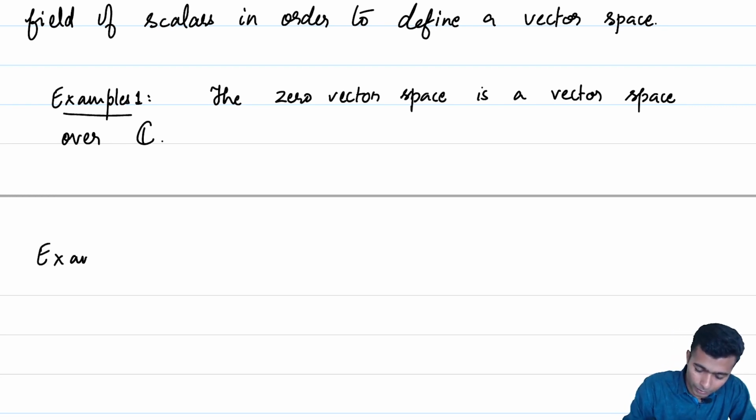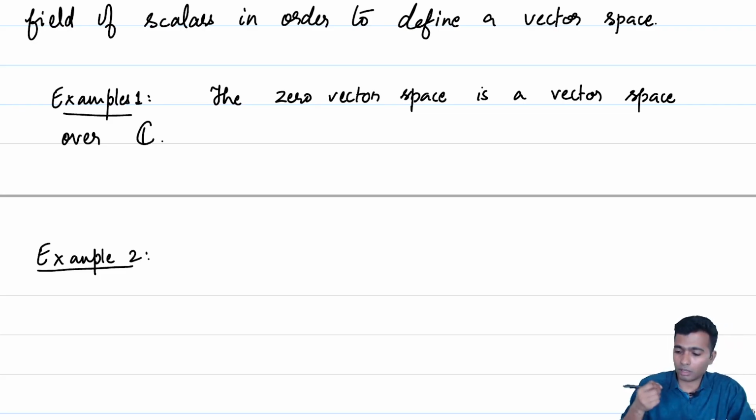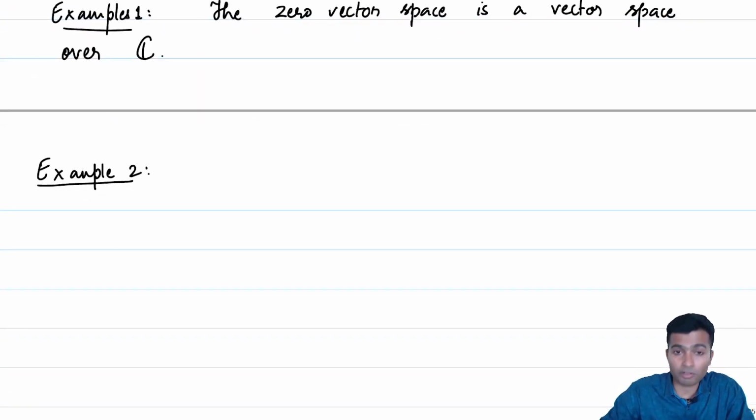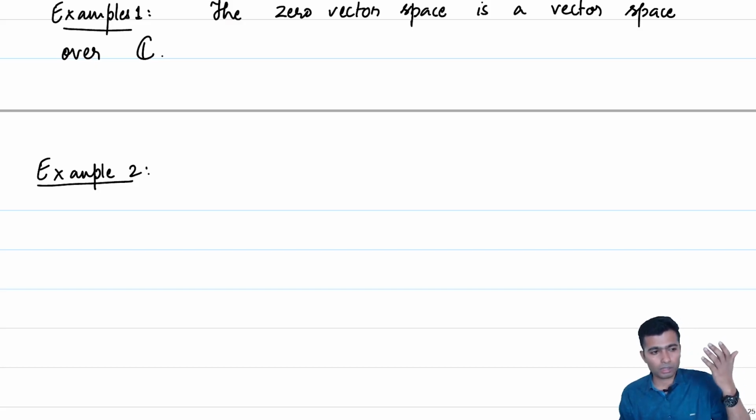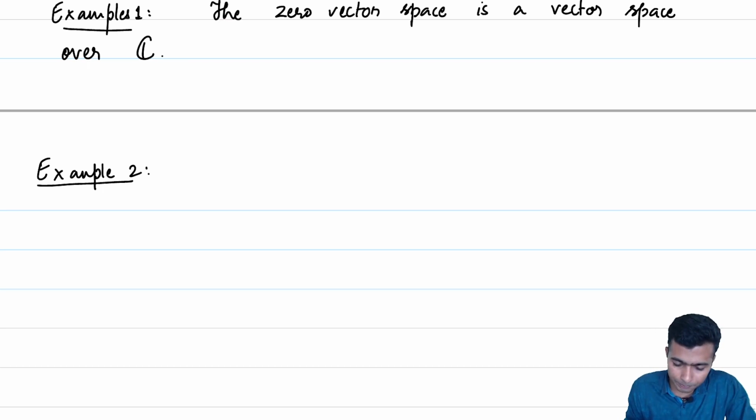Example 2. I will not spend any more time discussing the properties 1 to 8. Of course, all those have to be satisfied, and it's a job for you to do that. This time, however, you should be careful. We have to check all those properties 1 to 8 with scalars from complex numbers. All these properties should be satisfied for scalars being complex numbers.